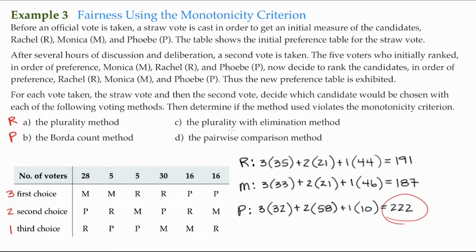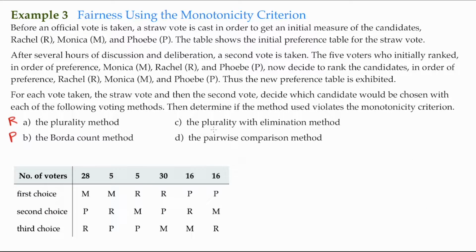Now we'll try the plurality with elimination method. Now the plurality with elimination method, we do not have a majority here. Monica's got 33, Rachel's got 35, Phoebe's got 32. We decided that a majority would have to be 51. So then we eliminate the candidate with the lowest number of first choice votes, and that would be Phoebe with 32. So we just cross her out.